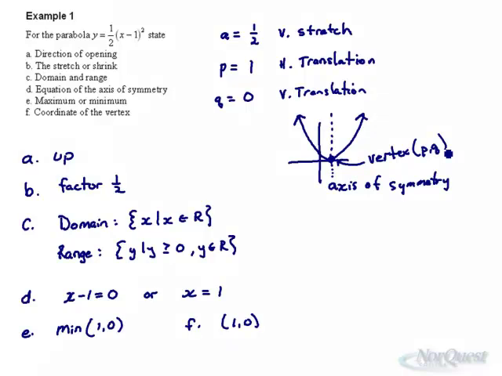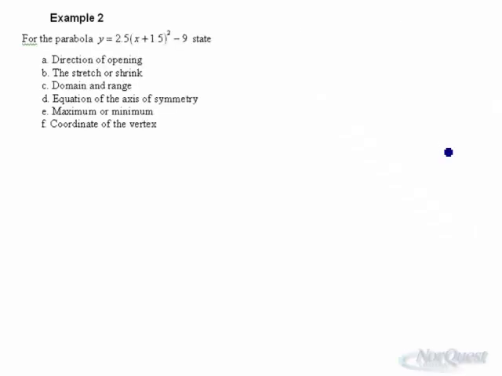So let's look at a second example here. Example number 2, same thing, another parabola, but again, always pull out the A, P, and Q. So A is 2.5. P in this case will be negative 1.5, opposite sign of what's in the brackets, and Q is going to equal negative 9.